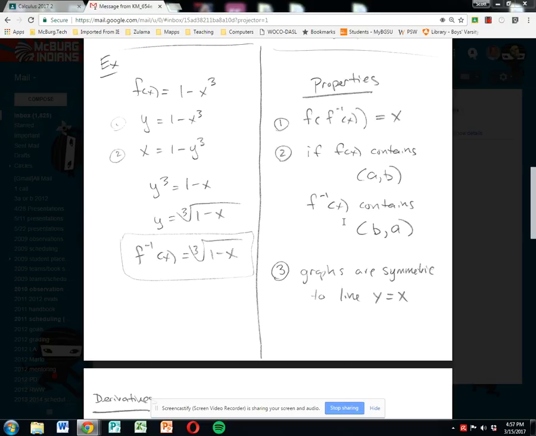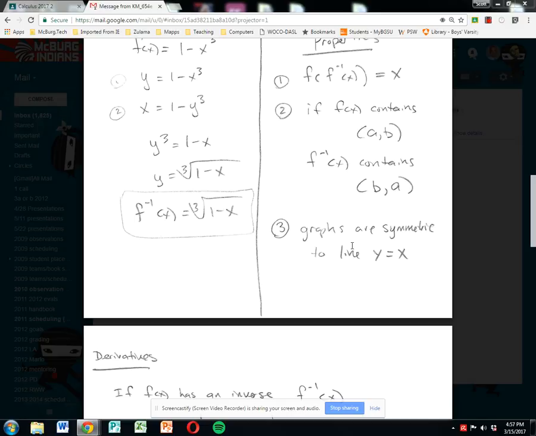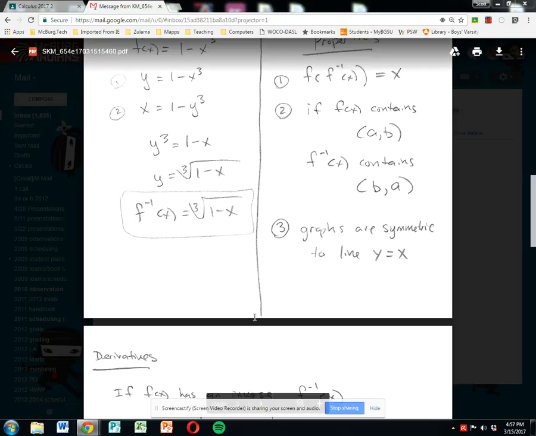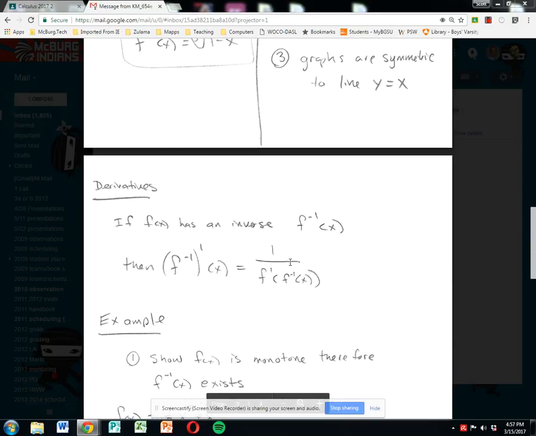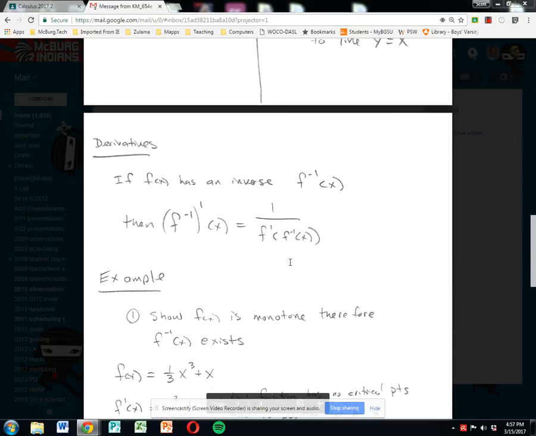And this property here will lead to the last property, that these graphs are symmetric to the line y equals x. So that y equals x, that one sloped line that runs all the way through the origin and up like this, the graphs will make mirror images around that y equals x line. Let's go a little farther. This is actually a little more interesting.